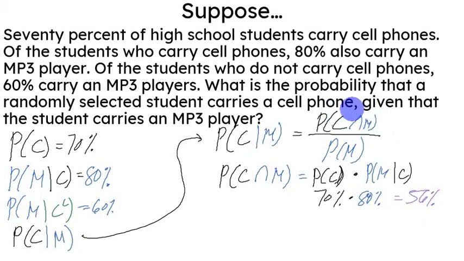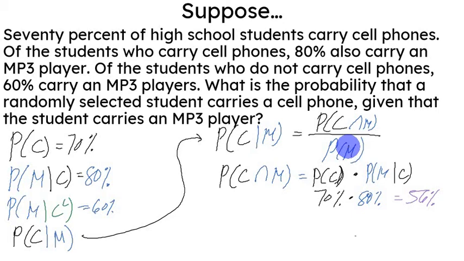So we already know this value. But how about this value, the probability that a student carries an MP3 player? We only know the probability that the student carries an MP3 player given that the student carries a phone or that the student doesn't carry a phone. How do we now resolve the probability of a student having an MP3 player?